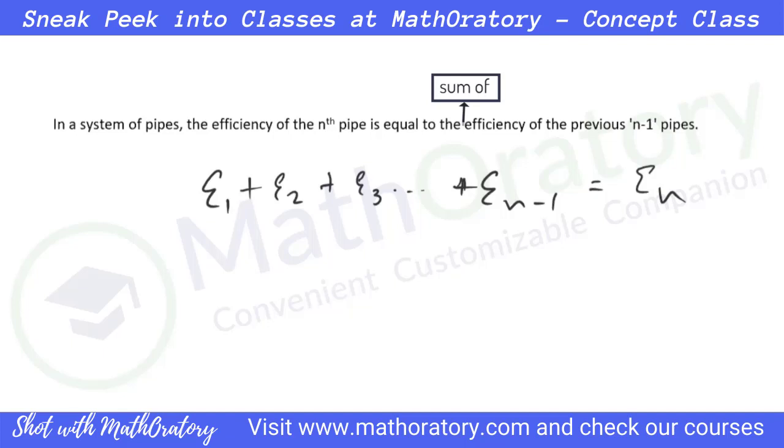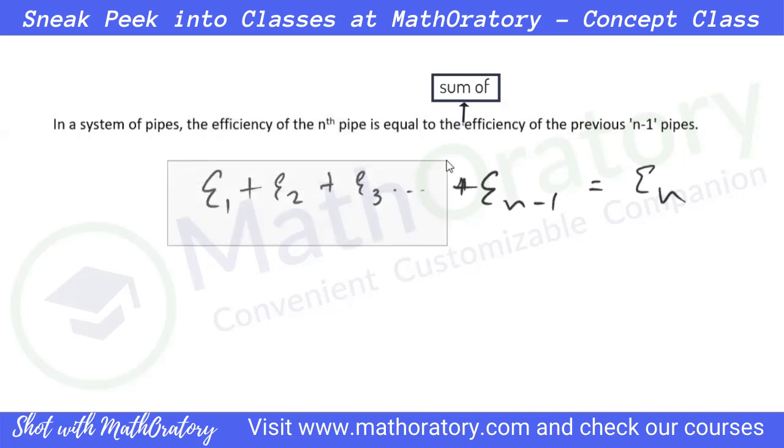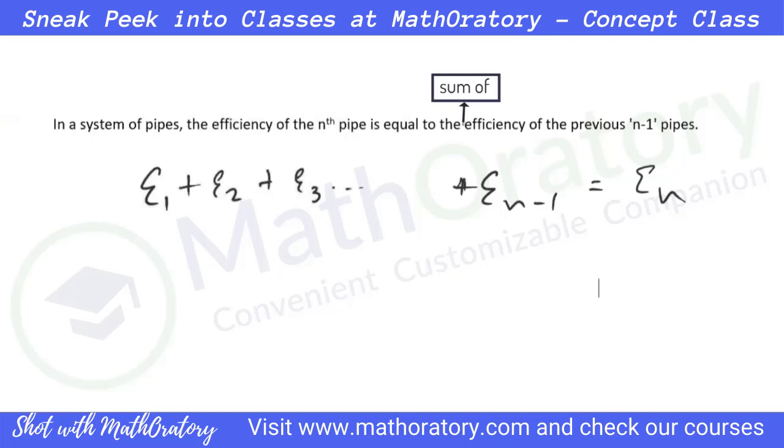Now check this out. If you look at the left hand side, this is adding from E1 to E of n minus 1. So the nth pipe is equal to the efficiency of the previous n minus 1 pipes. So in this addition, you have added up to n minus 1. Let me just shift this and write one term prior to this. Now this condition is fulfilled for each and every pipe as given, right? So if I consider this particular part, efficiency of 1, efficiency of 2, efficiency of 3, up to efficiency of n minus 2.